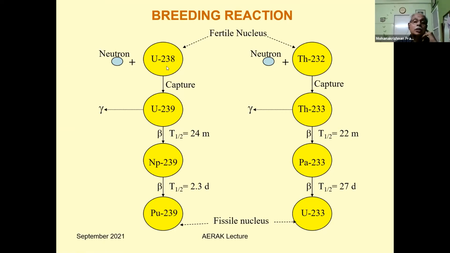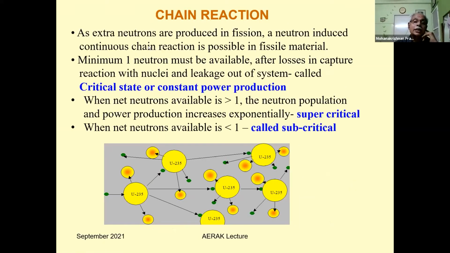Scientists realized that extra neutrons are produced in fission, and a neutron-induced continuous chain reaction is possible in fissile material. But a minimum of one neutron must be available after losses in capture, because one neutron is required to maintain the chain reaction, and some neutrons may leak out. So in a critical state, or constant power production, this minimum one neutron should be available.